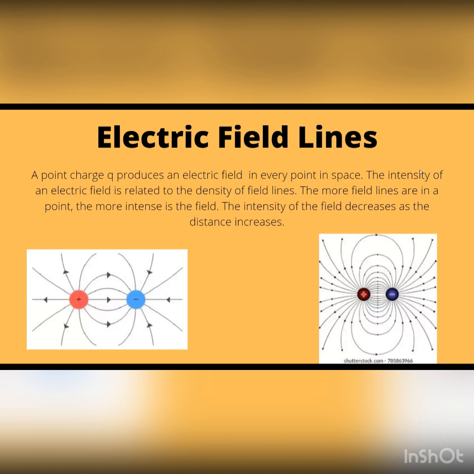A point charge produces an electric field at every point in space. The intensity of an electric field is related to the density of the field lines. The more field lines are at a point, the more intense is the field. The intensity of the field decreases as the distance increases, right? So what this means is, if the objects are close, there are a lot of lines connecting them. If they pull away, the lines break and there are only a few lines connecting them.